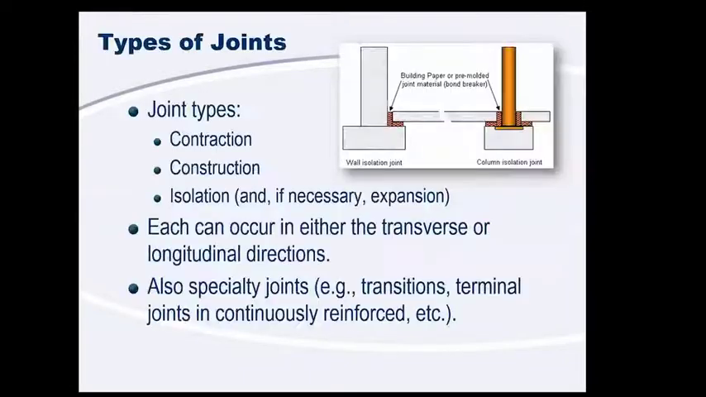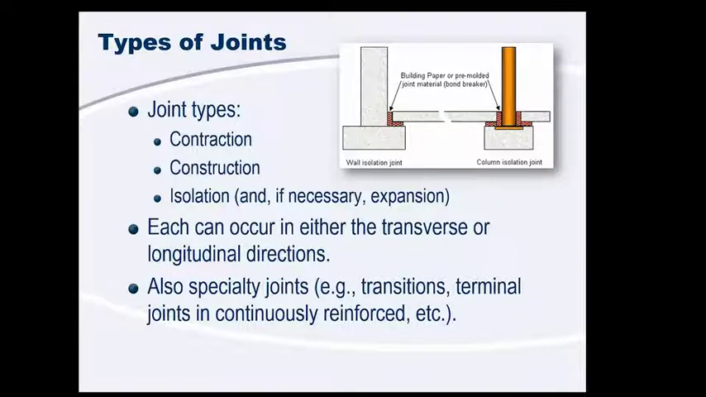and I've kind of thrown these out as we've gone, but now to catch everybody up, for those of you that don't know, we'll breeze through these pretty quickly for all of our different types of joints. There are three basic types of joints that encompass about 99% of the joints constructed, and these are our contraction, our construction, and our isolation joints, and we'll go through these all briefly. I'll also mention expansion joints in a little bit as well. Now, each of these types of joints can occur in the transverse or longitudinal directions.